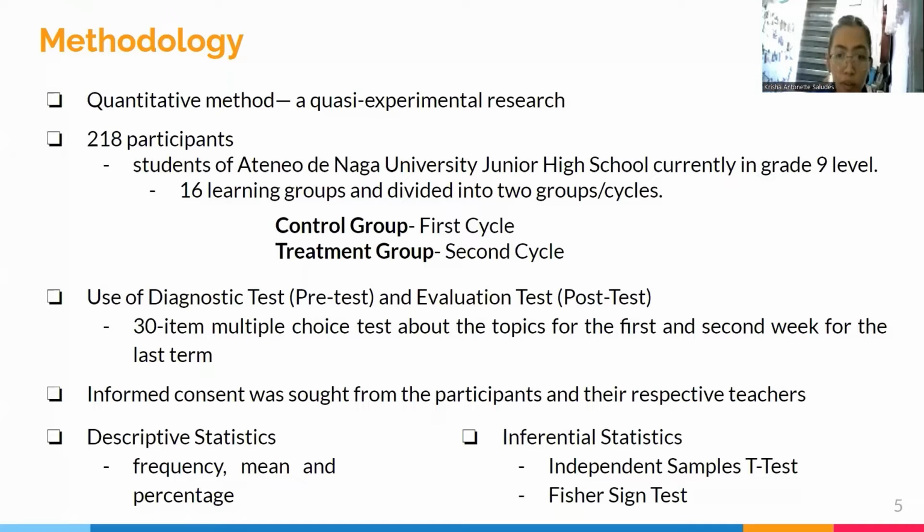On the other hand, we use inferential statistics, specifically the independent sample t-test, to determine if there is a significant difference in the diagnostic test and the evaluation test between the control group and the treatment group. Also, we use the Fisher sign test to determine if there is a significant difference in the performance of the students in mathematics in the evaluation test and diagnostic test of the control group and the treatment group.